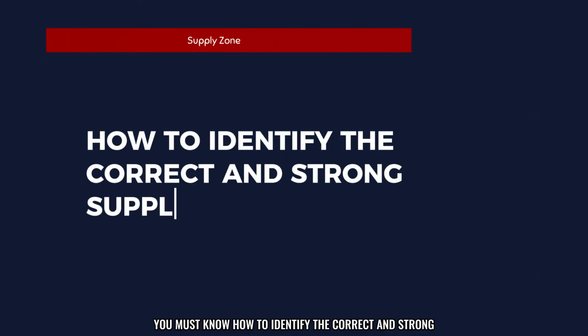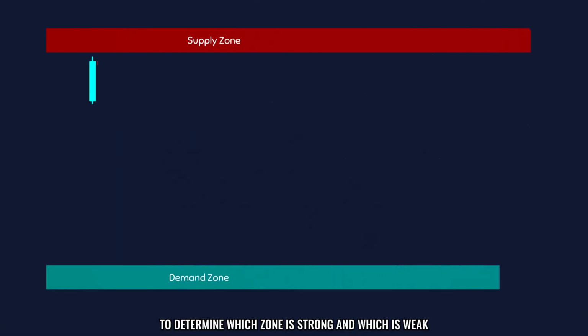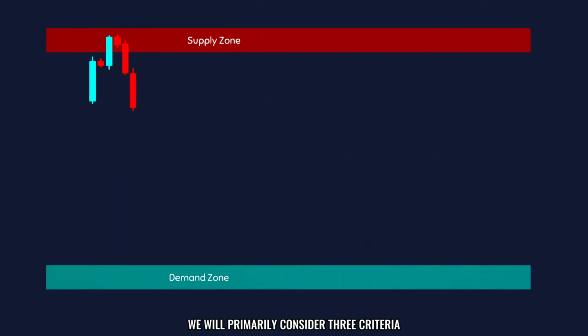Therefore, you must know how to identify the correct and strong supply and demand zones. To determine which zone is strong and which is weak, we will primarily consider three criteria. First, it is important to see how much time the price spends in a zone. Here, you have a supply zone on the top and a demand zone below.